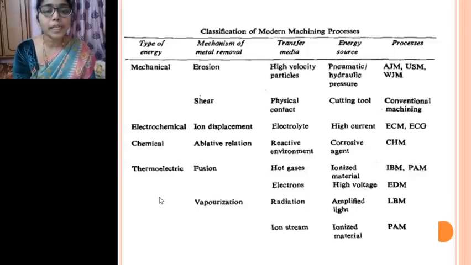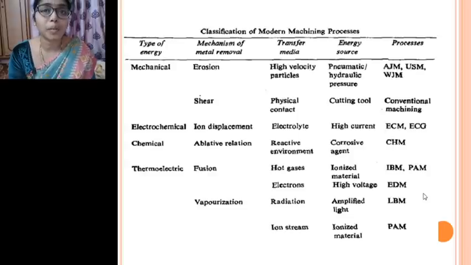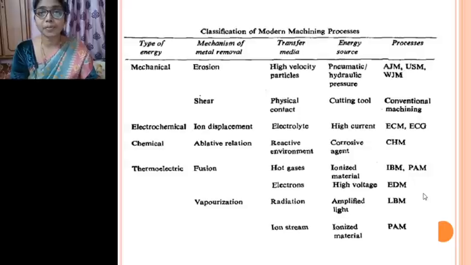And thermoelectric is where we use thermal energy and electrical energy. Both thermal and electrical energies are used here. So in this process, what we use is plasma arc. Plasma. We convert the state of whatever gases that we use into plasma form, and it is used for the material removal process.